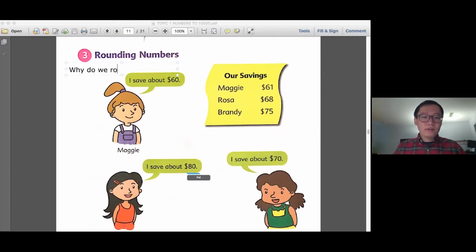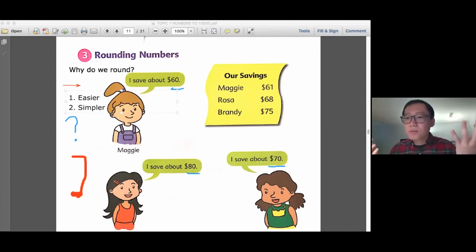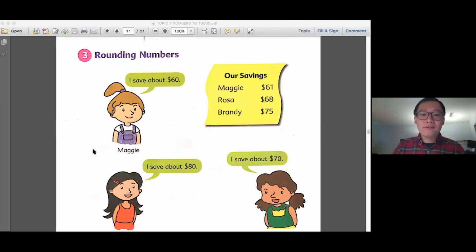Why do we round? As I said before, 2 reasons, right? It's just easier. It's easier to remember, it's easier to write, right? Second thing, it's just simpler. 80 is simpler than 84, right? Everybody likes numbers that come with tens. That's just easier to add, easier to remember. Okay. So that's why we round numbers.